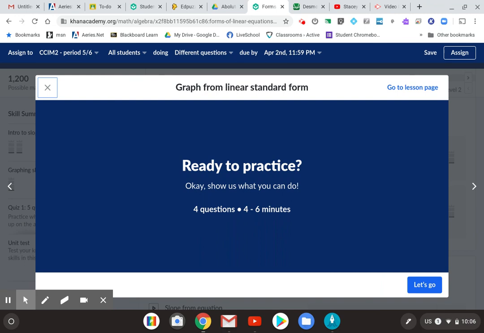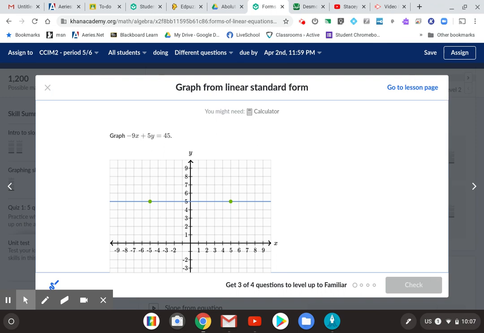So graphing, because the other ones I think my lessons did pretty well on it, but I wanted to go over this one. This was the second of the graphing ones you need to do: graphing from a linear standard form. It says there's only 4 questions. Remember, you do want to get a 75% or higher, which means you want to get 3 out of those 4 right.